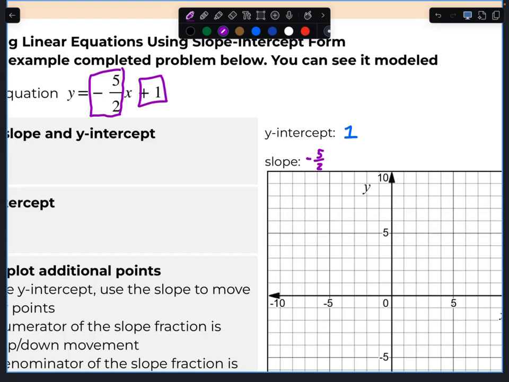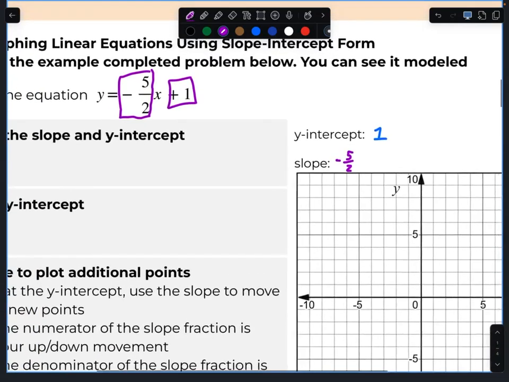I do see a lot of you writing the slope as negative 5 over 2x. Please note that that is technically wrong when you add the x. Okay? The negative 5 over 2 is the slope. Adding the x is not the slope. The slope is attached to the x.